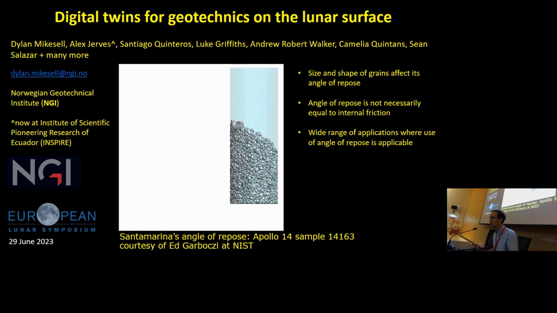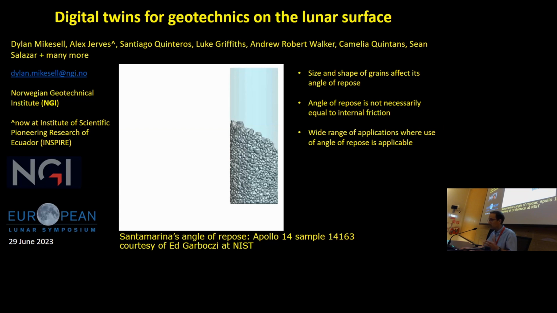So what you're looking at here is a simulation of a cylinder filled with what we call digital grains, but these are real grains that come from CT scans of Apollo 14 sample 14163. And this is a very common experiment that we do in geotechnics called the angle of repose. So you tip the cylinder over 45 degrees, you let it sit there for 4 seconds, you tip it back up, and then you look at the angle that the material leaves. And so this angle is dependent on the size and the shapes of the grains. It's not necessarily equivalent to what we call the internal friction angle, which tells us about the maximum shear strength that granular materials can sustain.